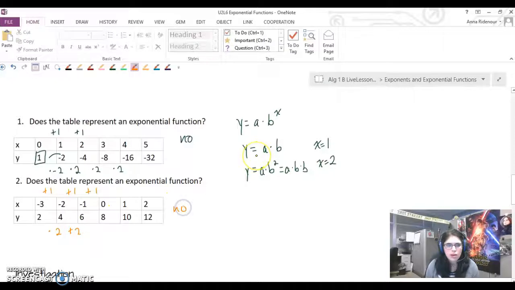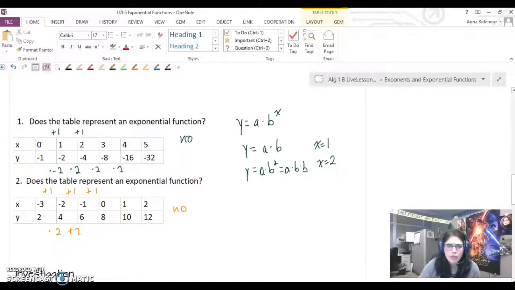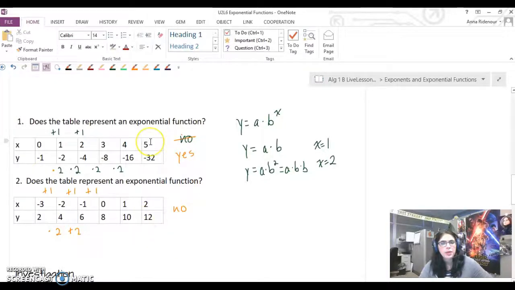So because this is not 8, and I'm adding 2 instead of multiplying 2, then this is not going to be an exponential function. So just for fun, let's change the first one so that it is an exponential function. If I make this negative 1 instead of positive 1, then it would be an exponential function because I would be multiplying negative 1 by positive 2 to get negative 2. And then I would be repeating that pattern for everything else. So just by doing that, I am changing this so that it is an exponential function. But the second one is not going to be an exponential function because I'm adding 2 each time. So it would be a linear function, but not an exponential function.